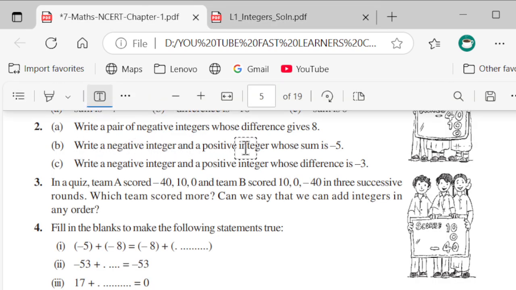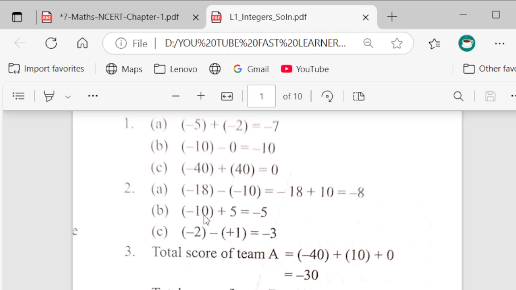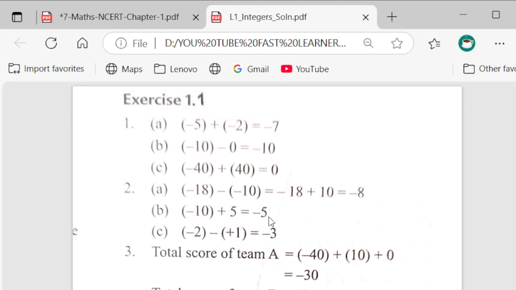Write a negative integer and a positive integer whose sum is -5. So -10 plus 5 is equal to -5. You can also write -15 plus 10. You can write -25 plus 20. The answer is going to be -5 only. Here also, in -18 and -10, you can keep on changing the numbers. The answer should be -8.